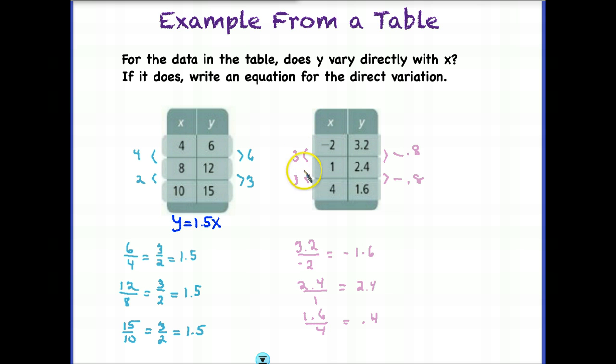Even though this is going up by a constant amount and this is going up or down by a constant amount, the problem is the ratio between the two is not constant, and that's what we care about, the ratio between the y and the x. And since it's changing every time, we would say that in this problem, this is not direct variation and we cannot create an equation.